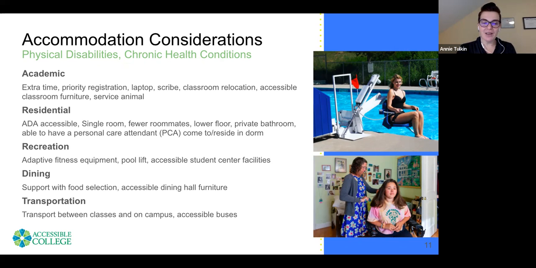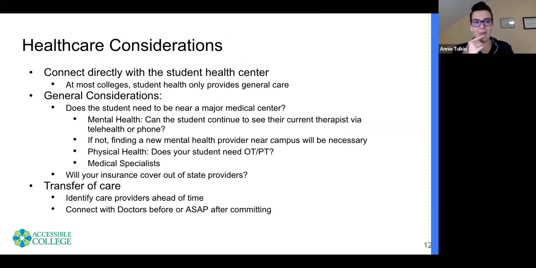So these are just things to be thinking about and considerations to have going into these conversations, understanding that if you've seen one disability support office, you've seen one disability support office. And so it's important to investigate these things up front so that you're not caught off guard on the back end. Healthcare considerations. This is something that rarely gets talked about ahead of time.